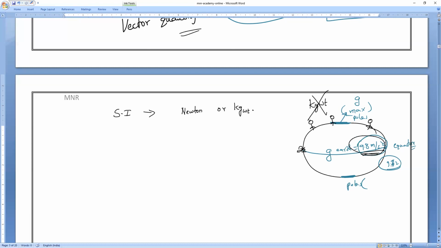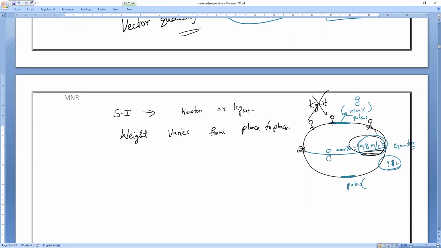So now you tell me, if the g value does not remain constant, even on the Earth it is not constant. Do you understand what I'm saying, guys? Earth also it varies from place to place. So now you tell me, does weight vary from place to place or not? Yes, sir. So I can say weight does not remain constant. Weight varies from place to place. Okay, everybody.